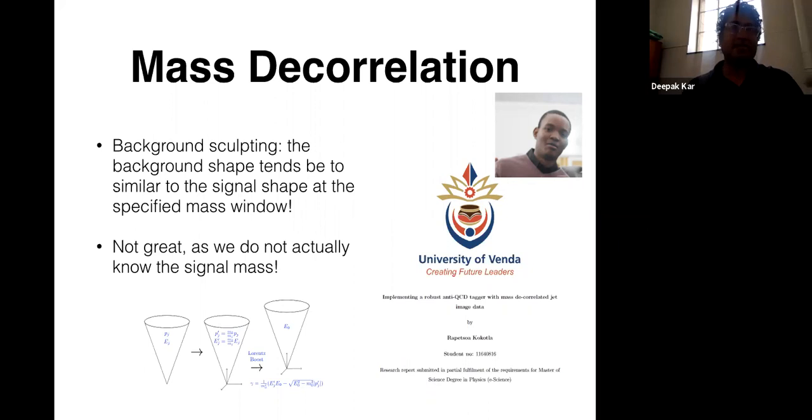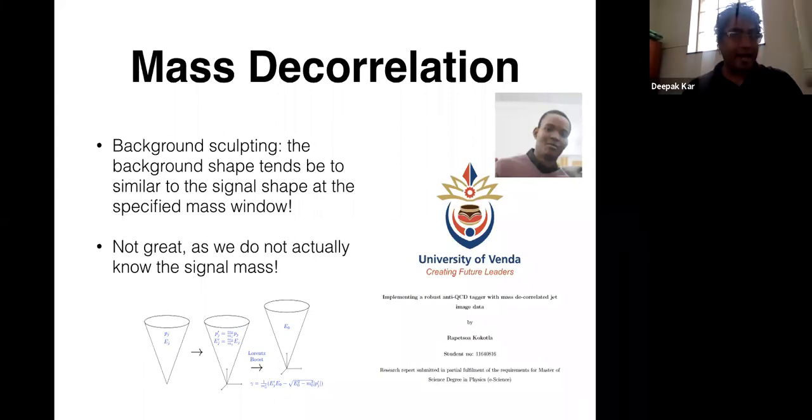Now, what we see is, when you do the selection based on mass, the background shape kind of starts looking like data. And this feature is called background sculpting, because you are essentially picking very similar physics events, even though they're signal and background. So that's okay when you are doing top. I mean, that reduces your efficiency of the algorithms.